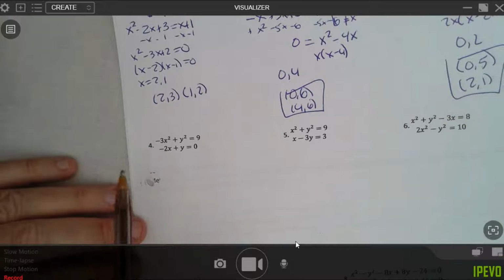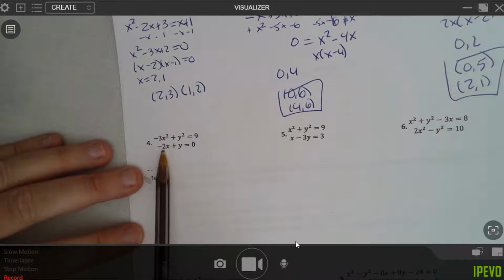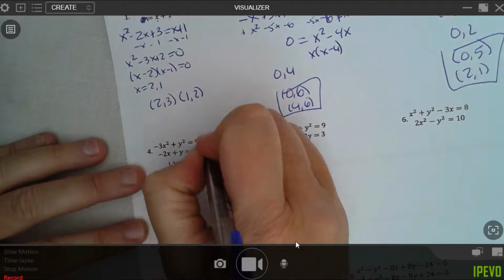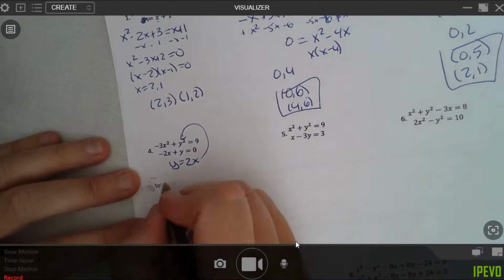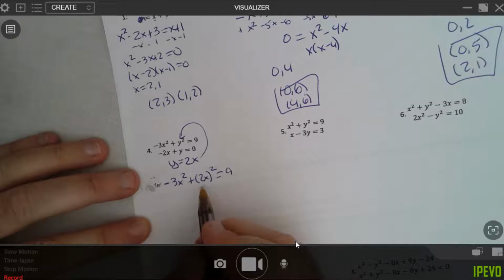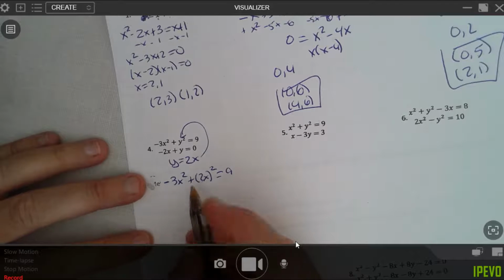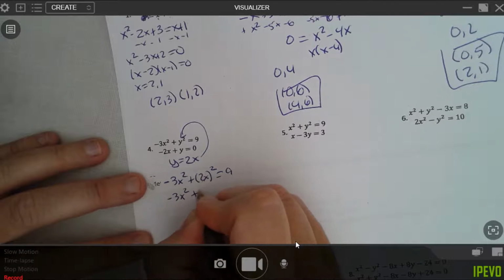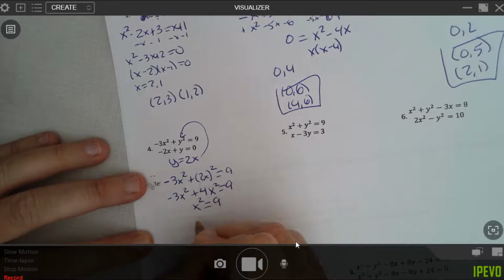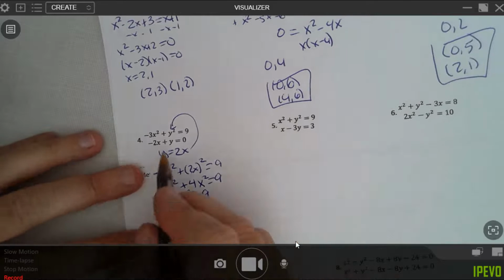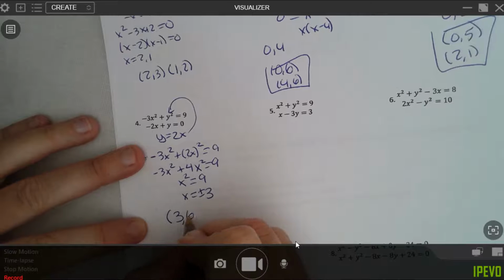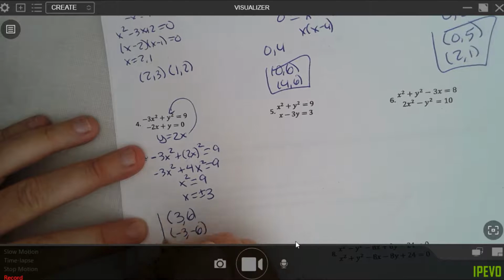All right, so one like number 4, I would go ahead and just solve for one of the variables, and then I'm going to plug it in. So this would be easiest to just add my 2x over, and then I'm going to substitute that into the spot right there. So I have negative 3x squared plus the (2x) squared. And remember, the whole 2x is squared. That's why I put a parenthesis around it. So you have to write that as 4x squared. Don't write it as 2x squared. Combine like terms. x equals plus or minus 3. So I'm going to go ahead and plug it into this easily solved equation right there for me. So when it's 3, we get out 6. Negative 3, I get out negative 6.